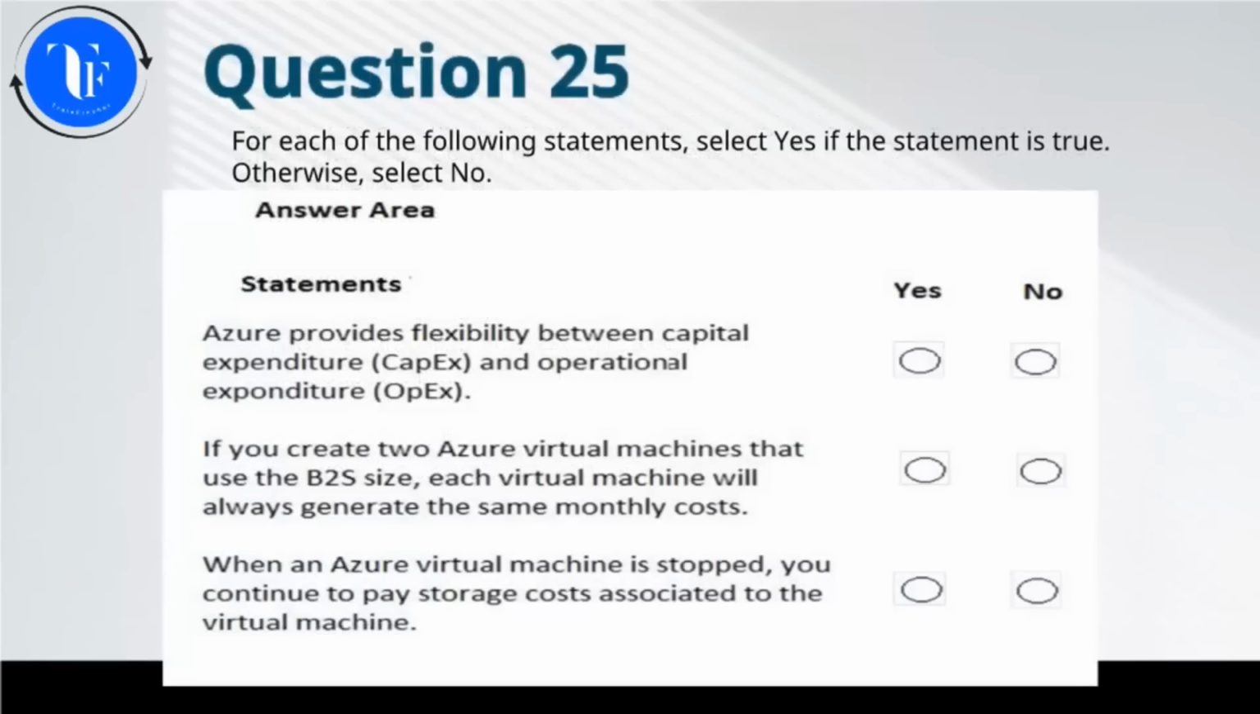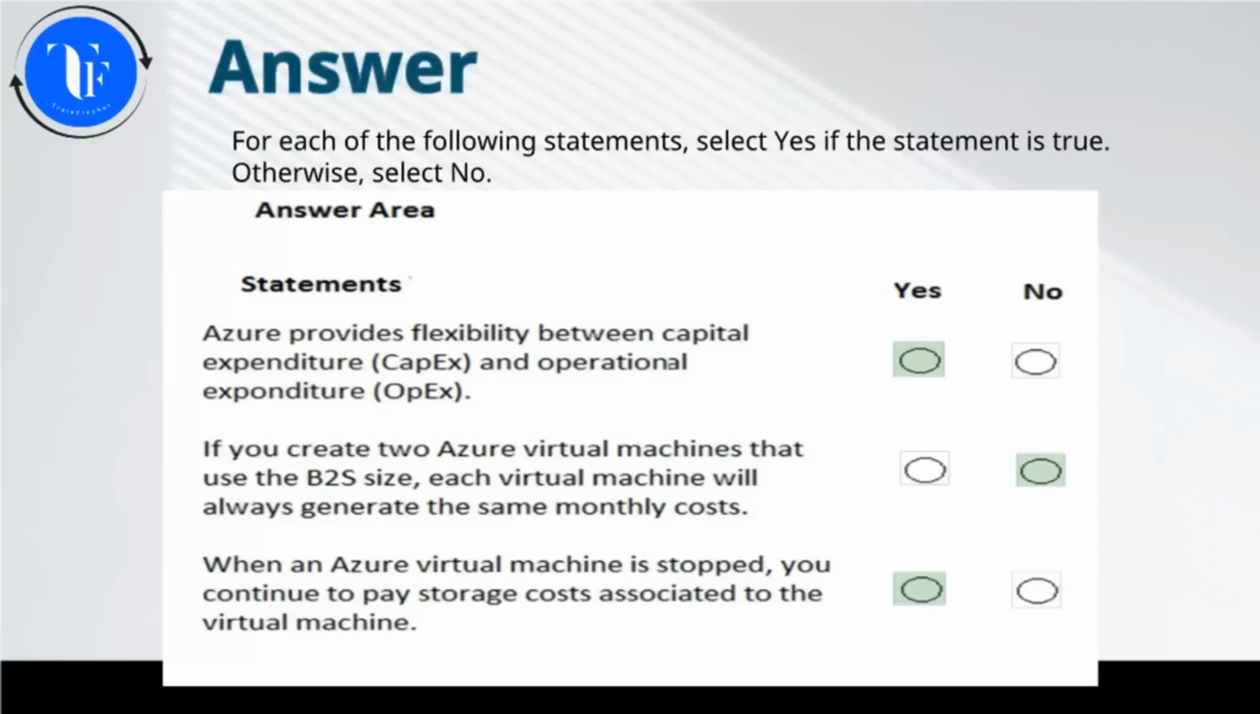Question 26. For each of the following statements, select yes if the statement is true. Otherwise, select no. Azure provides flexibility between capital expenditure and operational expenditure. If you create 2 Azure virtual machines that use B2S size, each VM will generate the same monthly cost. When an Azure VM is stopped, you continue to pay storage cost associated to the VM. Azure provides flexibility between capital expenditure and operational expenditure is correct.